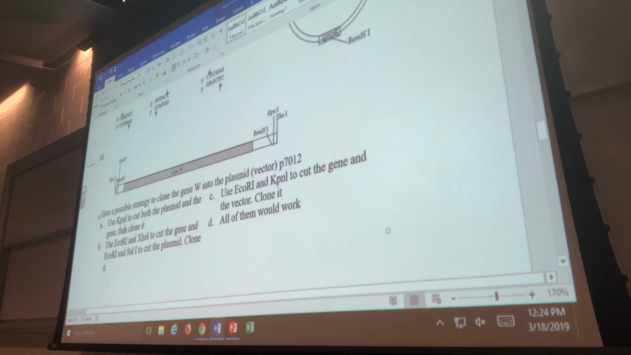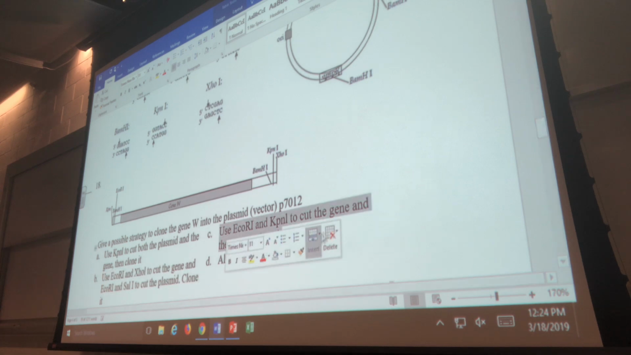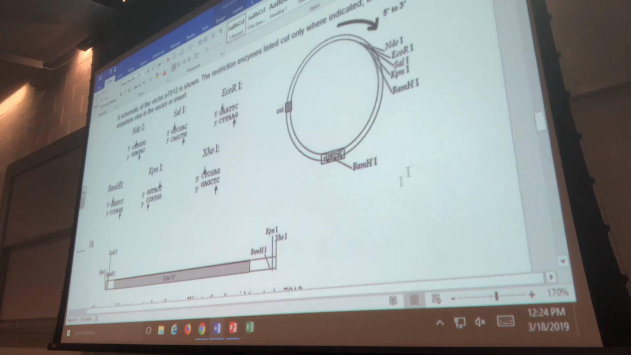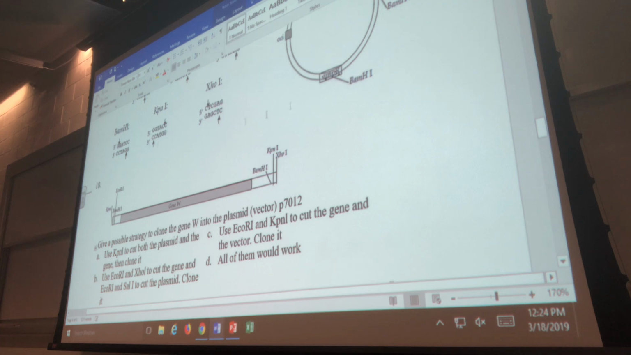Let's take a look. I'm actually going to skip B for a second because it takes a bit more to explain. So I'll talk about C first. This one says you're going to use restriction enzymes EcoR1 and KPN1 to cut the gene and the plasmid. So this time you're going to use 2 restriction enzymes. Well, that might still be fine. Let's go look at the plasmid. Is EcoR1 on the plasmid somewhere? Yep. Is KPN1 on the plasmid somewhere? Yep, right here also. Let's look on the gene here.